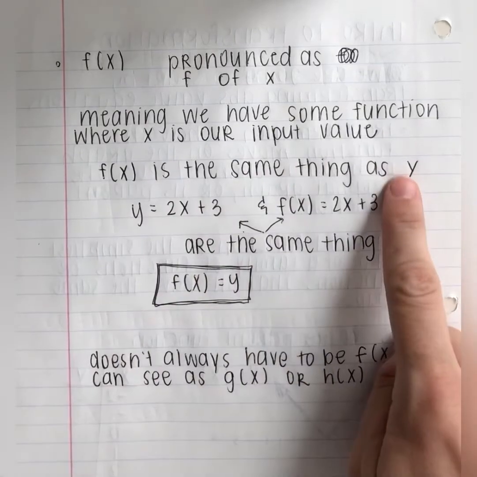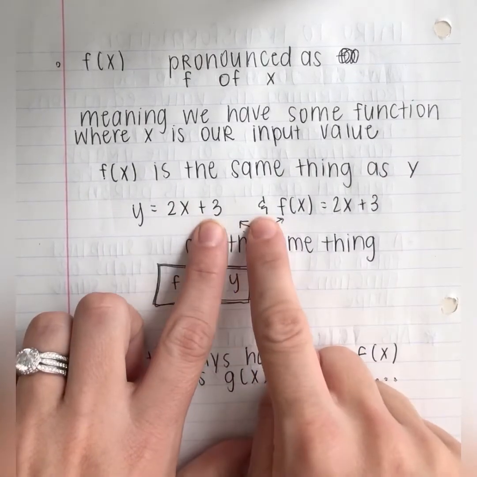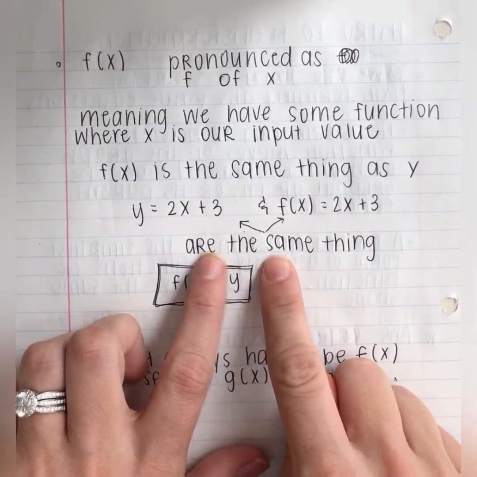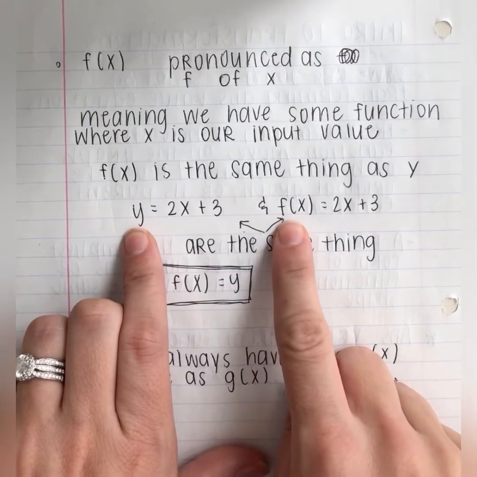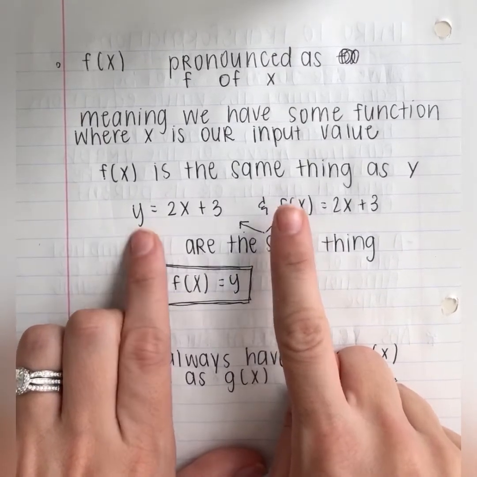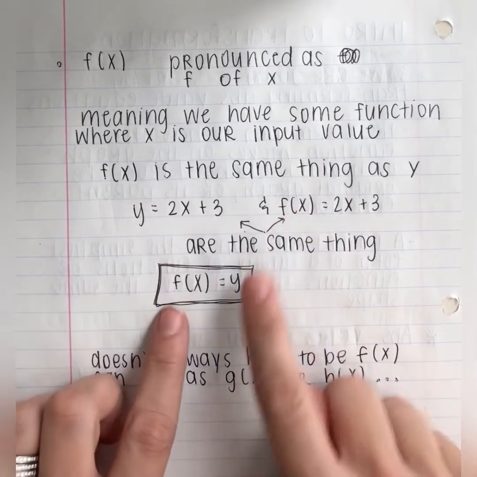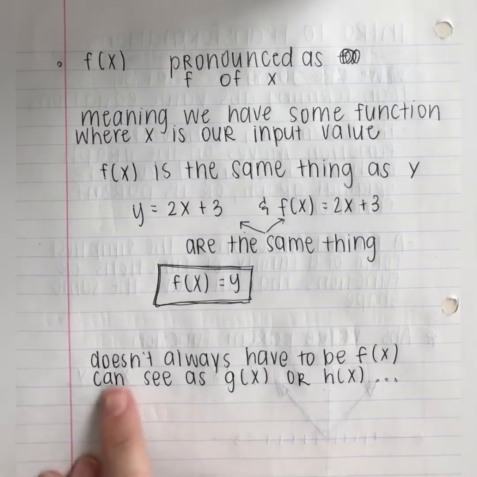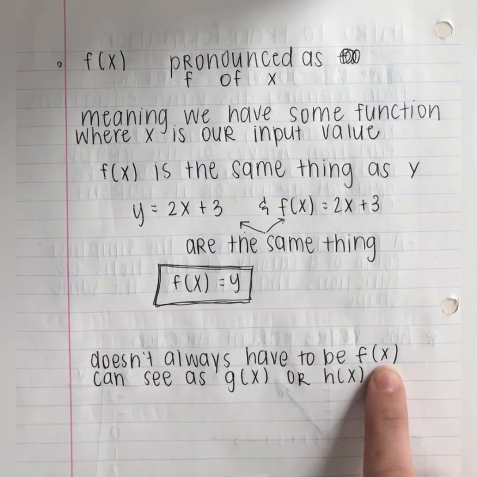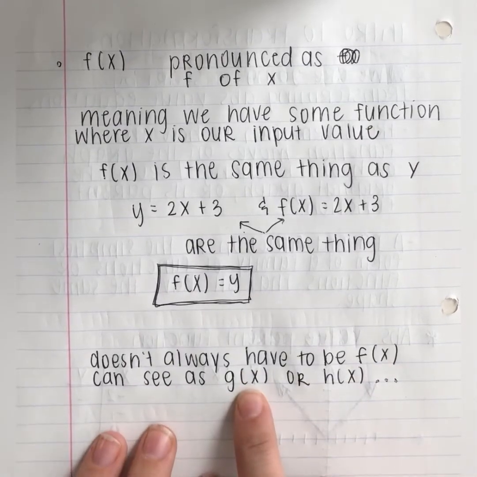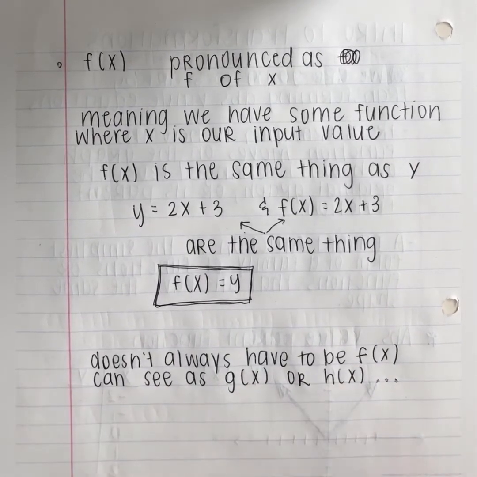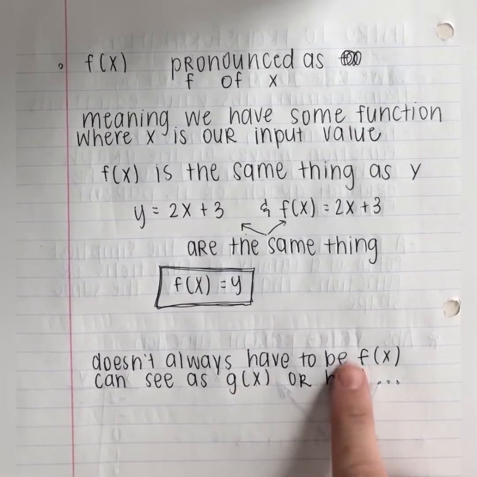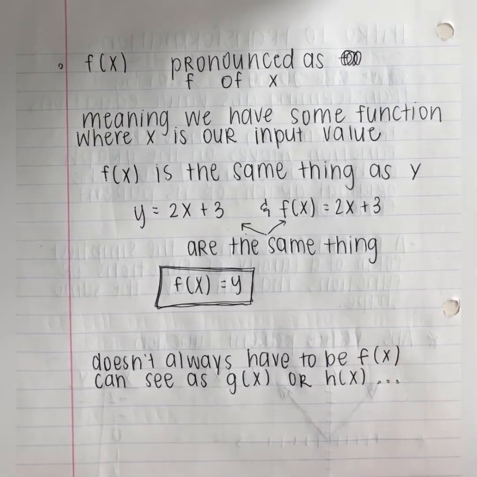So f of x and y are the exact same thing. You could see equations written like this or like this. They are the same thing. It doesn't matter whether they put a y equals or an f of x equals. F of x and y are the same, okay? F of x is equal to y. They mean the exact same thing. It doesn't even always have to be f of x. That's just the most common one. Other times you'll see it written as g of x or h of x. It's just naming that function, function f or function g, function h. They're always of x, okay?